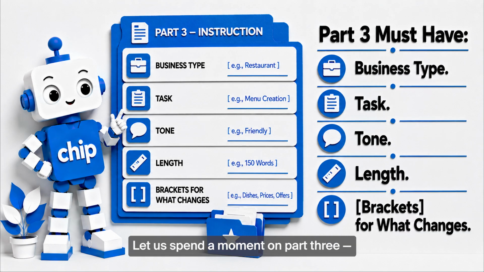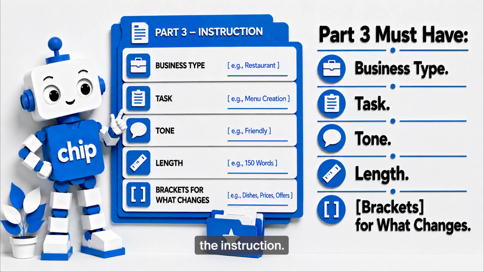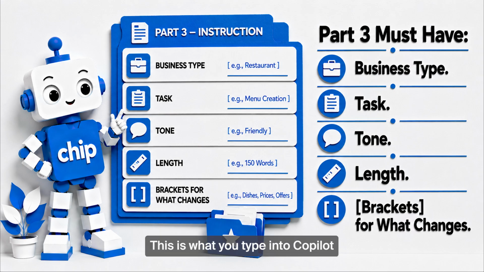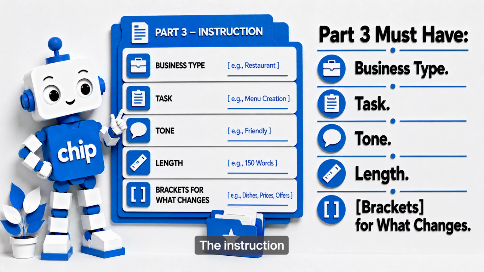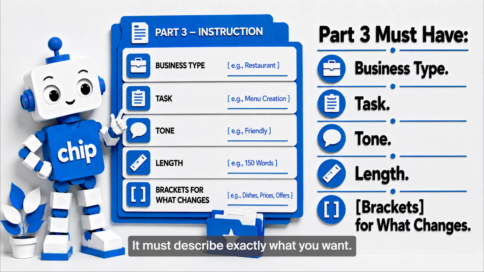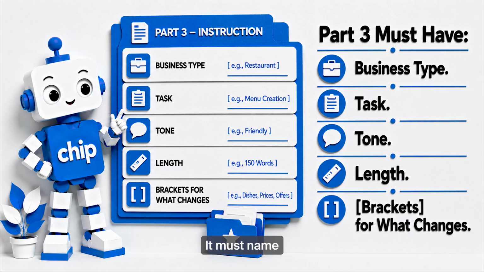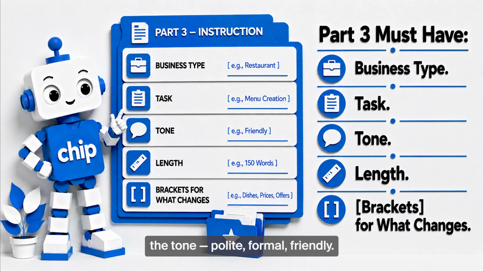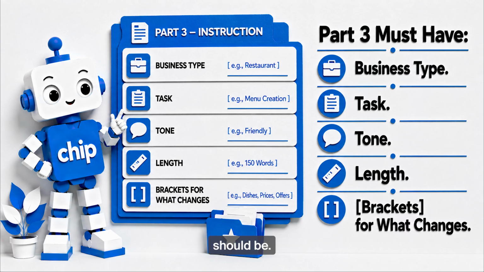Let us spend a moment on part 3, the instruction. This is what you type into Copilot every time the task runs. The instruction must include your business type and city. It must describe exactly what you want. It must name the tone: polite, formal, friendly. It must say how long the result should be.